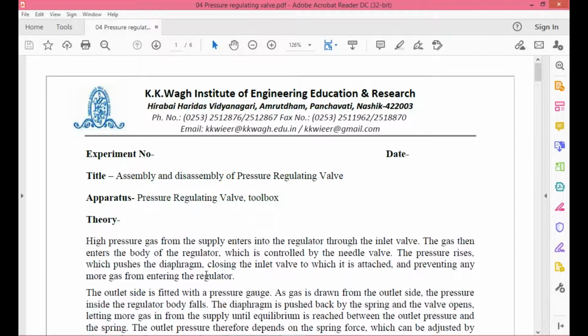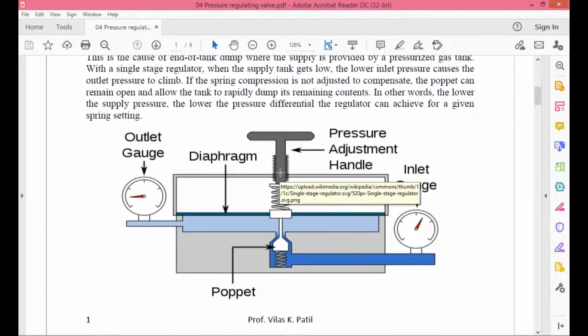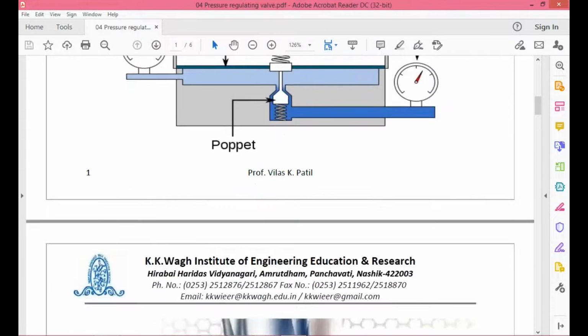Some theory is present here. What is the use of this pressure regulating valve? A pressure regulating valve is basically used to control the pressure of oil or air. So the diaphragm and pressure adjustment handle are present. The inlet pressure gauge shows the maximum pressure, and you can control it by using this diaphragm poppet, and this outlet gauge indicates the minimum pressure. So this is the typical diagram.